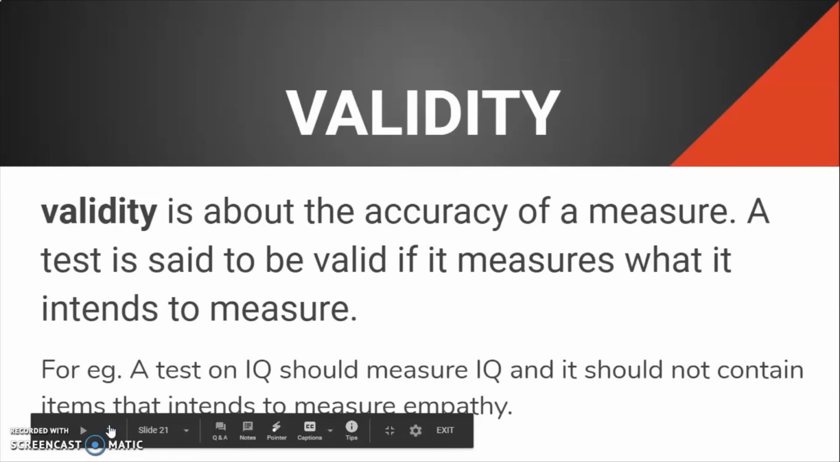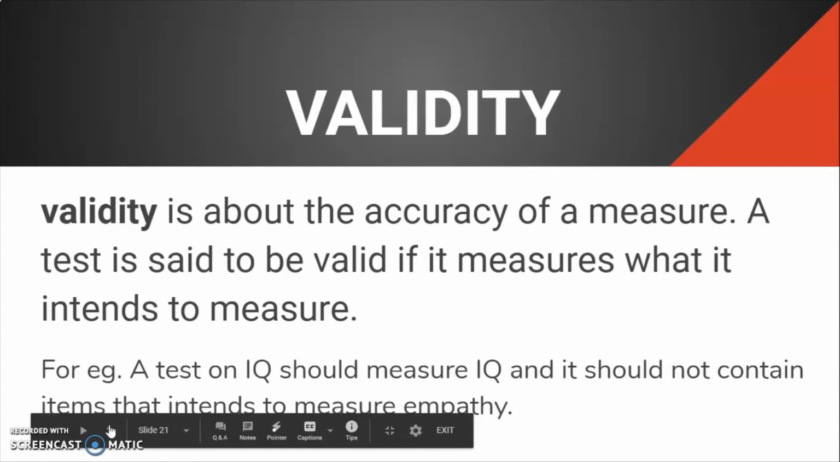Validity is about the accuracy of a measure. A test is said to be valid if it measures what it intends to measure. What we are going to measure, that should be measured. For example, a test on IQ should measure IQ, and it should not contain items that intend to measure empathy, because empathy is another construct.